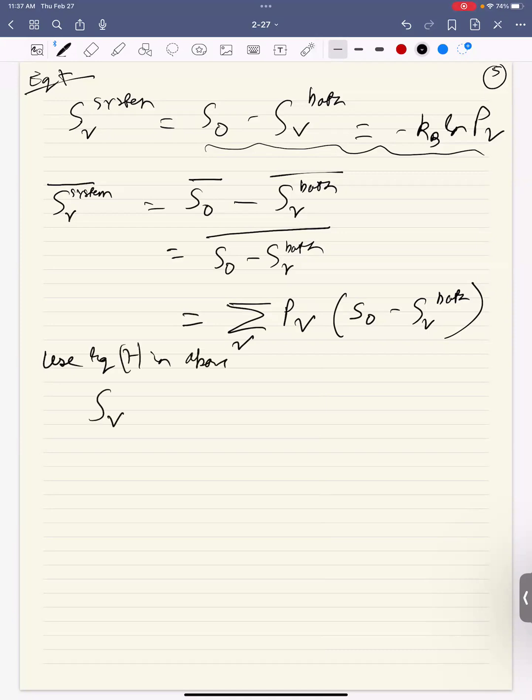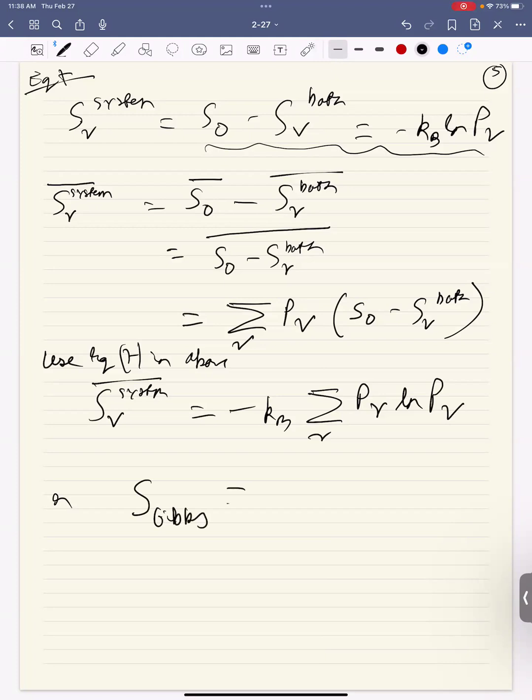And what do we get? We get S nu system averaged is equal to minus KB sum over all microstates P nu ln P nu. Instead of writing averaging the entropy over all microstates, that is the observable entropy, that is the thermodynamic entropy. And this is what we call Gibbs entropy. S Gibbs is minus KB going to every microstate and doing P log P.